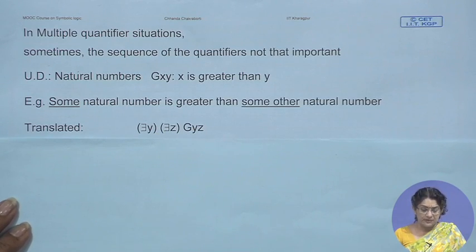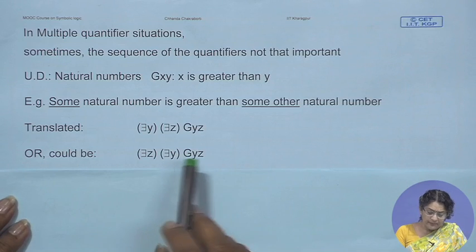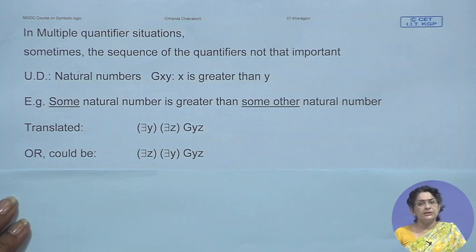Now, in here, will it matter if I put the z first and the y next, the sequence? The answer is no, it does not matter, because all we are planning to say is that some natural number is greater than some other natural number. Both are unspecified. Had it been a specified individual, if you wanted to say 12 is greater than 9, that is a different story, right. 12 is greater than 9 is not equivalent to saying 9 is greater than 12, correct.